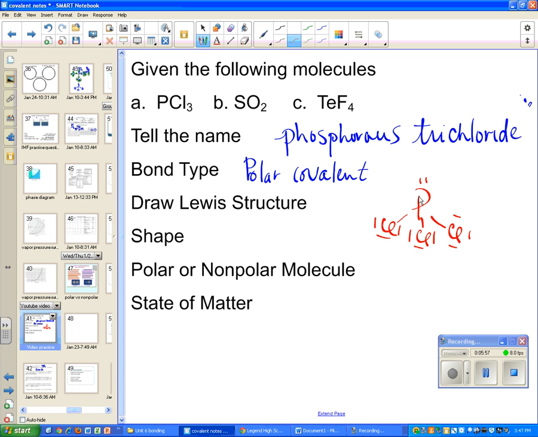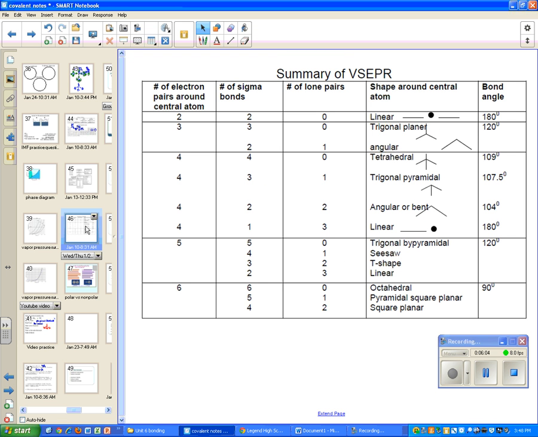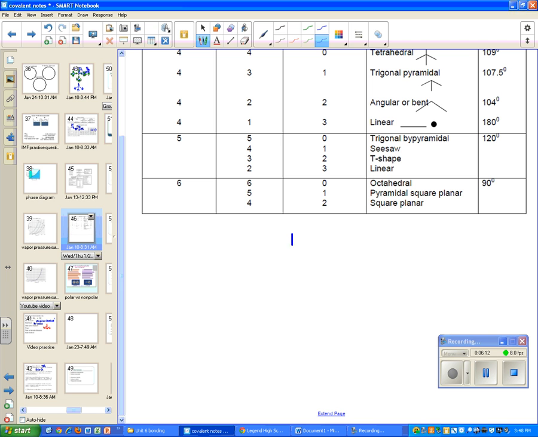And I'm going to check now, I'm going to check the shape. Now to do shape, we're going to use what we call our VSEPR chart, valence shell electron pair repulsion. So what we're going to do is look at our molecule, our PCl3, and we're going to count. All I care about at this point is the P. So I look at P and I count.